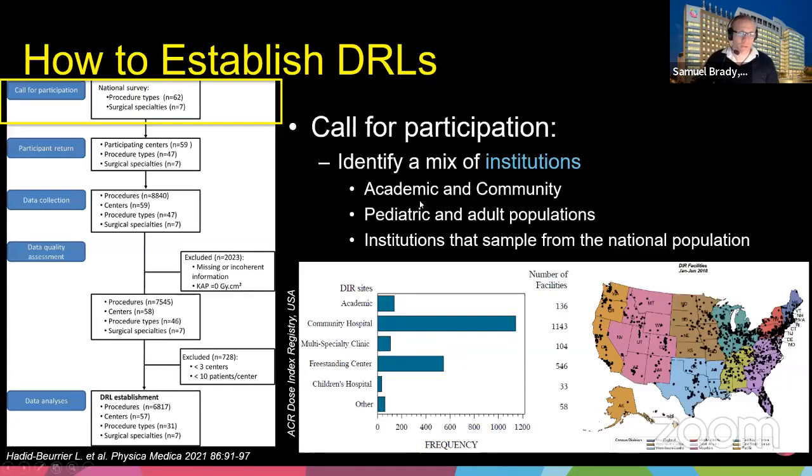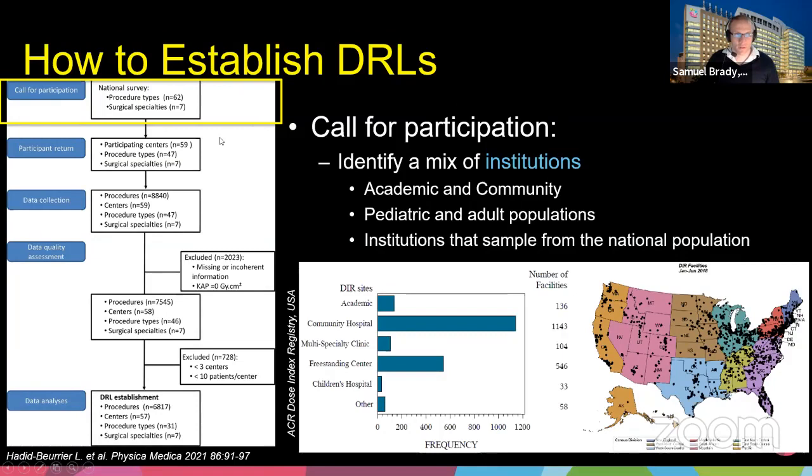As a way to direct us in this pursuit of establishing DRLs, I found this paper. It came out of Europe, out of Spain, and this group published their approach to establishing DRLs based on these five steps. They did it specifically when establishing DRLs for interventional fluoroscopic systems. Though we're not going to talk specifically about any one modality, the steps are the same irrespective of the modality, and they demonstrate a good visual way to approach establishing DRLs.